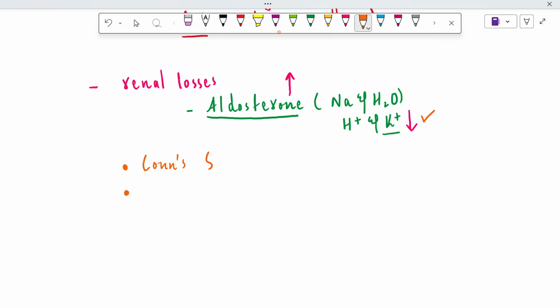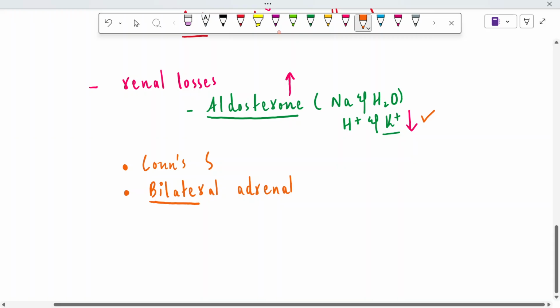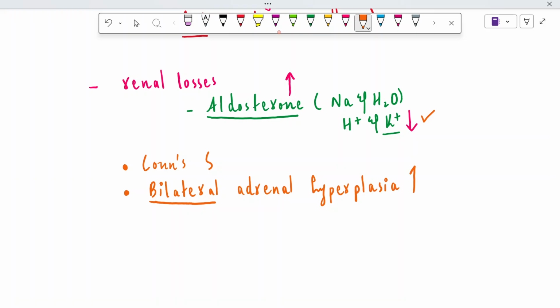The second is bilateral adrenal hyperplasia. Note down that it's bilateral, it's not congenital. In case of bilateral adrenal hyperplasia, there will be an increased amount of aldosterone. But in case of congenital, it's the very opposite scenario. It will result in a decreased amount of aldosterone. But we are concerned with bilateral adrenal hyperplasia.